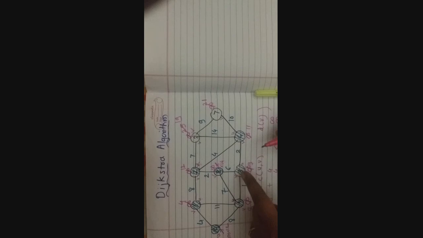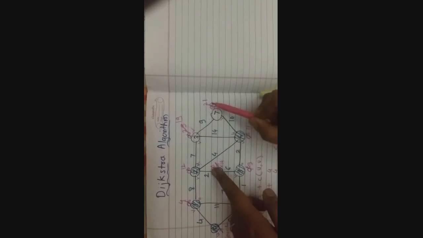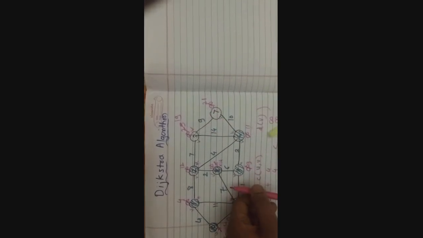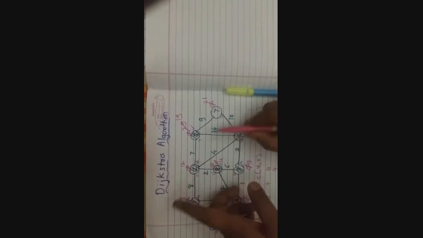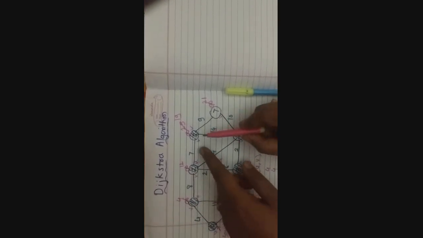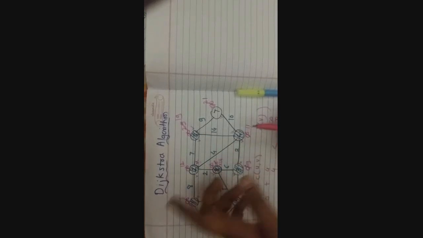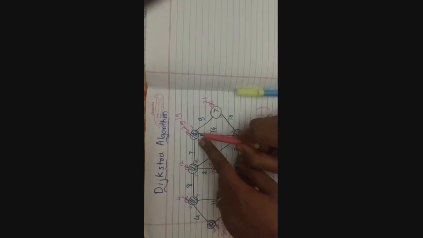Now let's check the remaining vertices for the shortest distance. See here, 19 and 21. Which one is the shortest? 19 is the shortest. Then select it as the source vertex. Now let's check which distances we can update. From 3 to 6, 3 to 2, there is no need to change because 2 and 6 are already visited or selected. Remaining is 3 to 7.